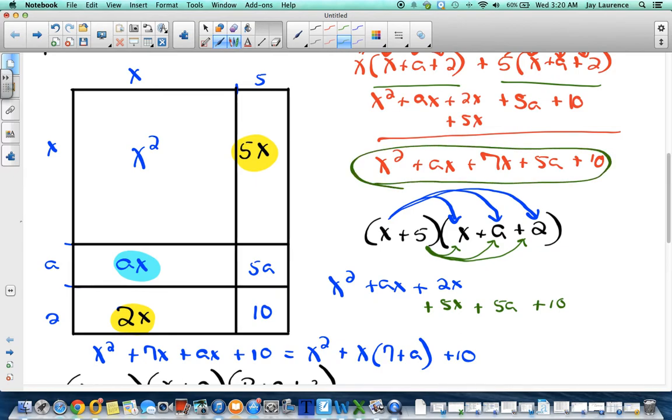All right, 3 different ways to do the same problem. You need to be able to do it this pictorial way, and you need to be able to do it one of these 2 ways, either the red way or the green-blue way, okay?